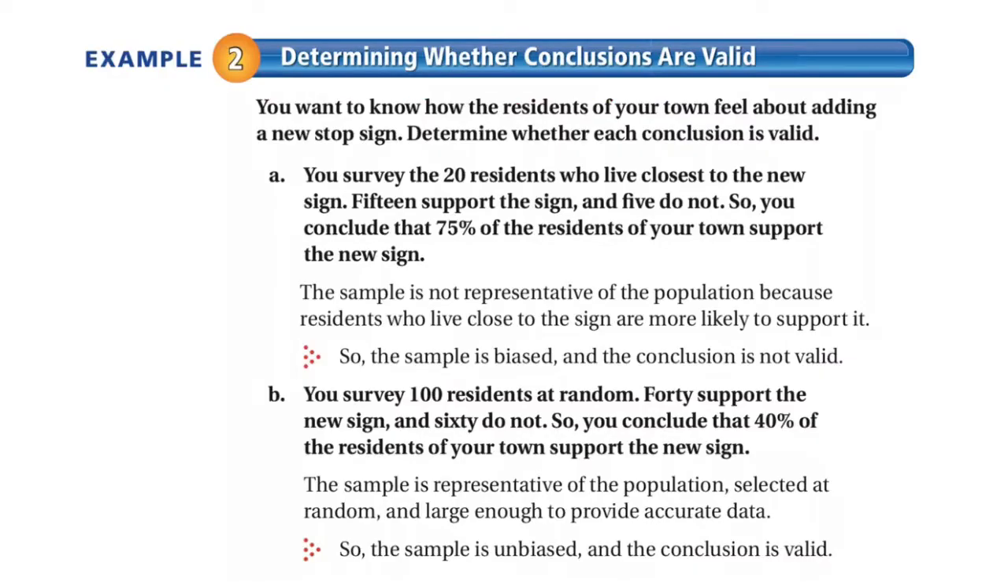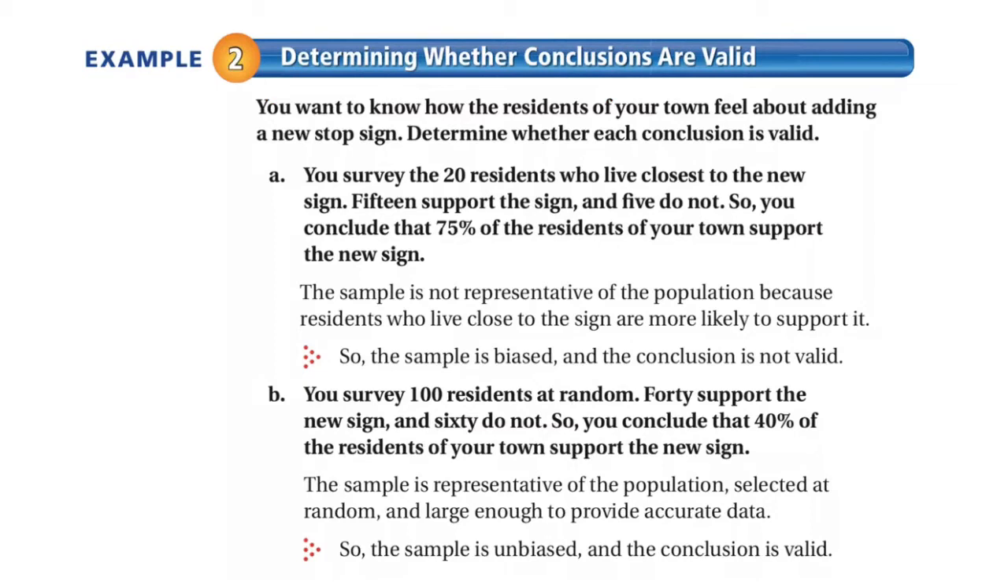Example 2, determining whether conclusions are valid. You want to know how the residents of your town feel about adding a new stop sign. Determine whether each conclusion is valid. A, you survey the 20 residents who live closest to the new sign. 15 support the sign and 5 do not. So you conclude that 75% of the residents of your town support the new sign. The sample is not representative of the population because residents who live close to the sign are more likely to support it. So the sample is biased and the conclusion is not valid.